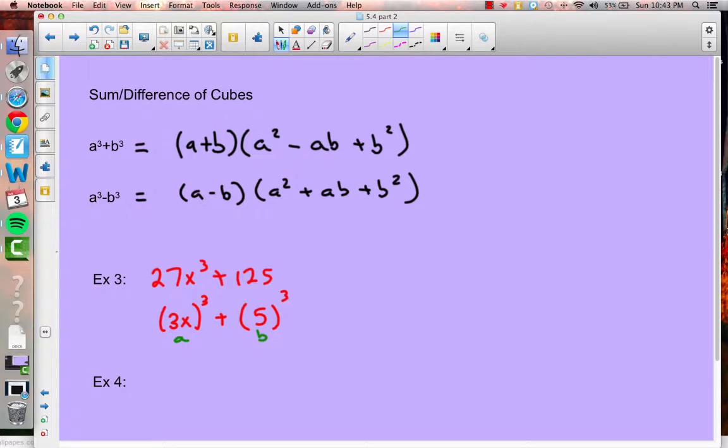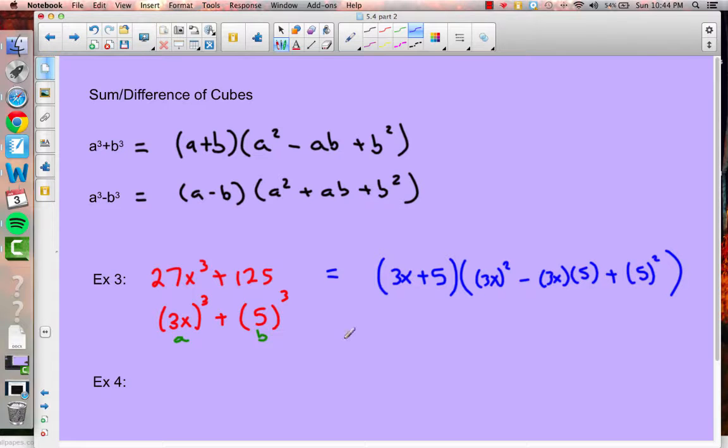So now I'm just going to go ahead and start filling into my formula. It's a plus sign, so I'm going to use the top equation. So I would get my a, which was 3x, plus the b, which was 5. That's in my first parentheses. And then I fill in the rest. So I'll have 3x squared, okay, and I'm going to use some parentheses, minus 3x times 5, and then plus the b squared, which is 5 squared.